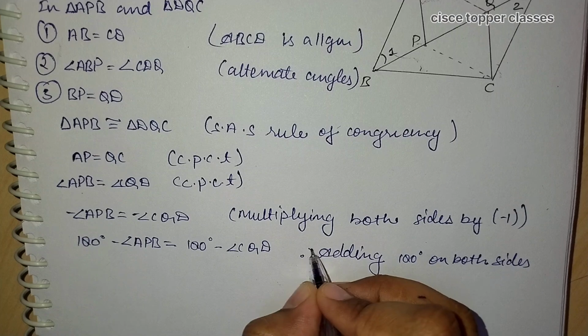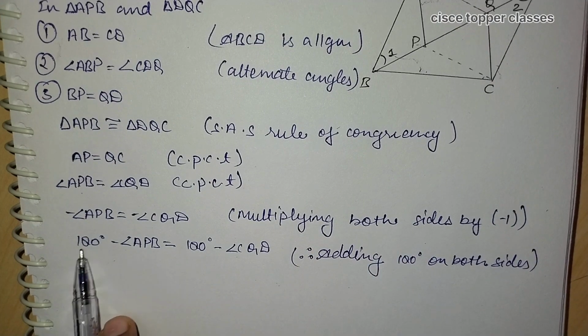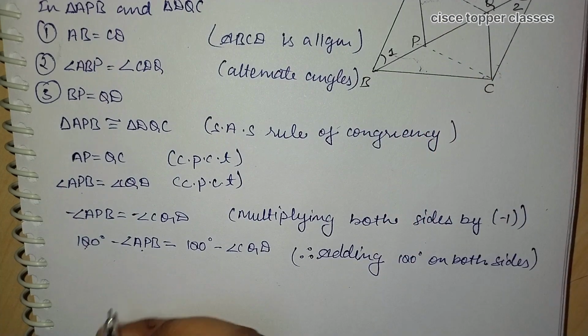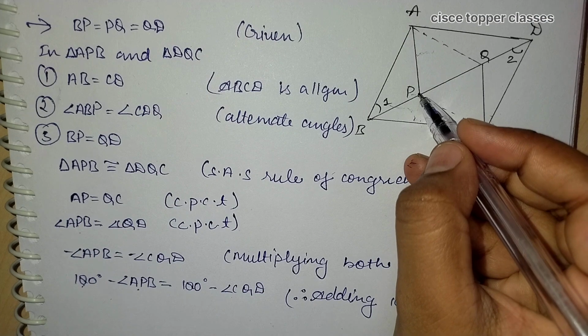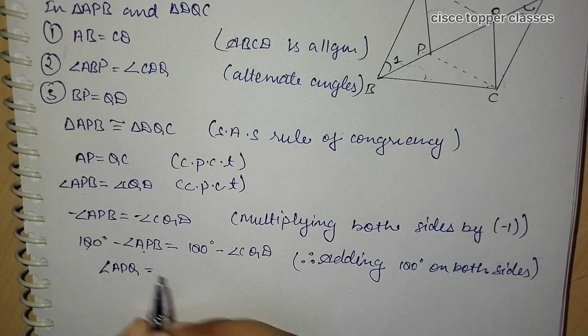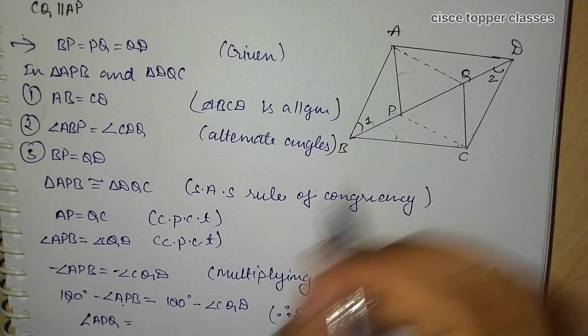Now, because here we have added this 180 degree on both sides, we can simply write this as 180 degree minus angle APB as angle APQ here. So this will be APB and minus 180 degree will be APQ. So here APQ is equal to 180 degree minus CQD. That will be CQP from here.